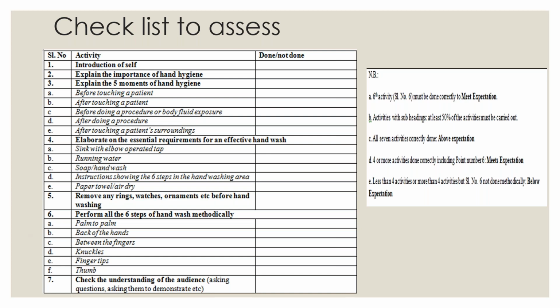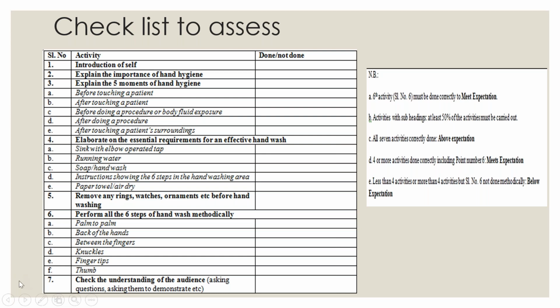If we look at the right hand side of the screen or the lower part of the PDF that has been given in the WhatsApp group, there are some provisions we have kept. The 6th activity has to be done correctly, step by step, in order to meet expectation. For activities which have subheadings, for example activity number 3, explain the 5 moments of hand washing, and activity number 4, elaborate on the essential requirements of an effective hand wash, the student should at least be able to say 50% of the items.